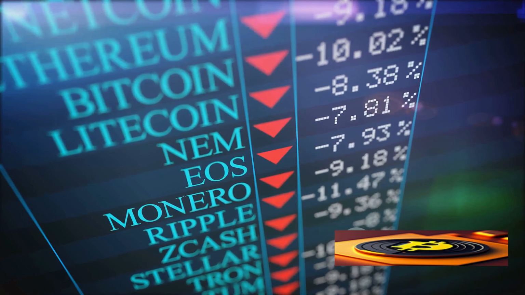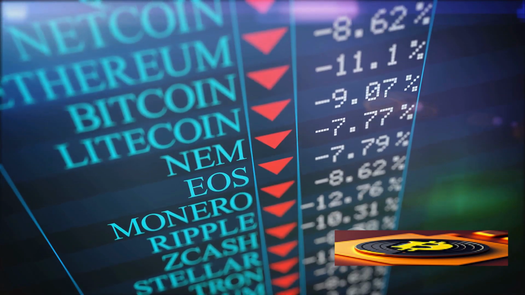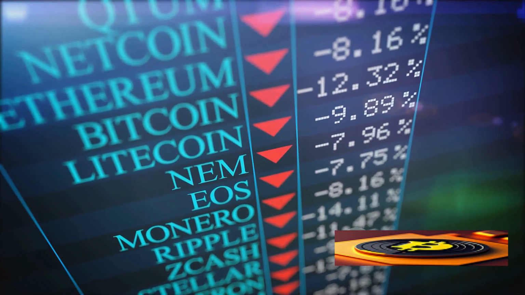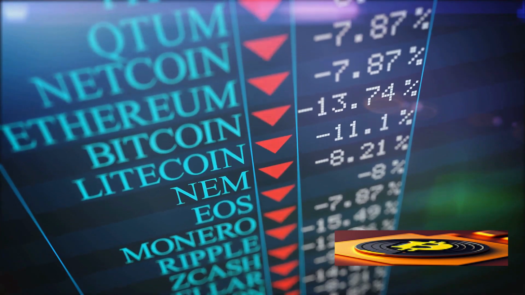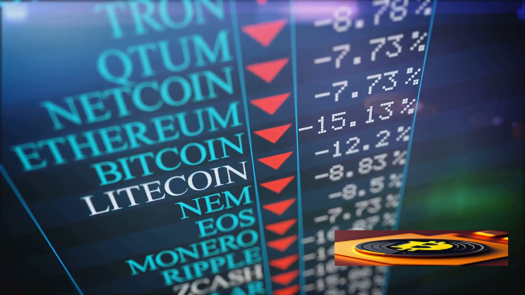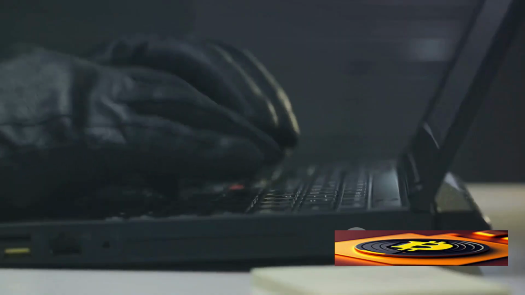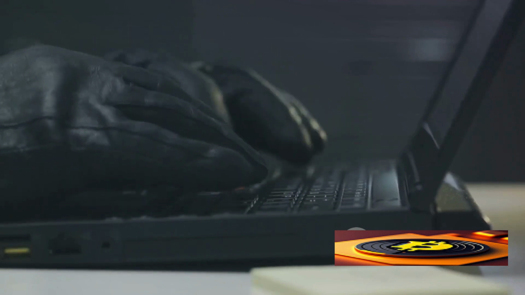Market volatility, while a risk, also presents opportunities for high returns. The key is to stay informed, keep a close eye on market trends, and make calculated decisions based on your risk tolerance. Next, let's talk about security risks.